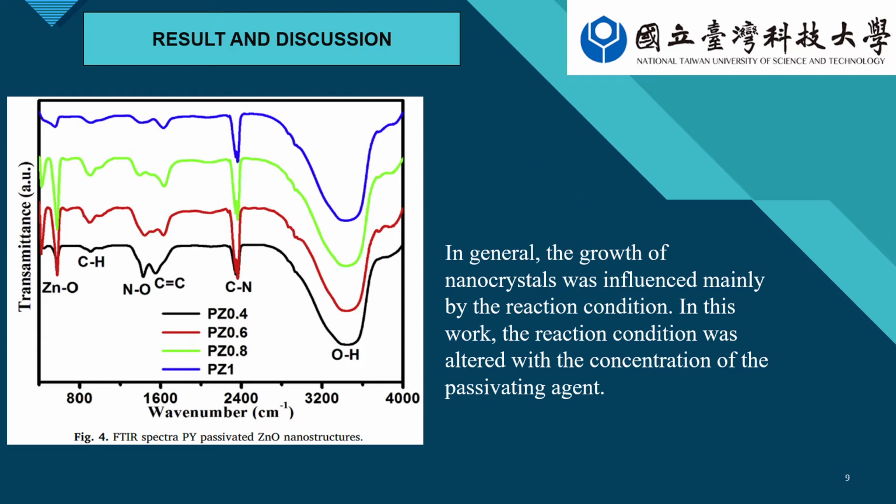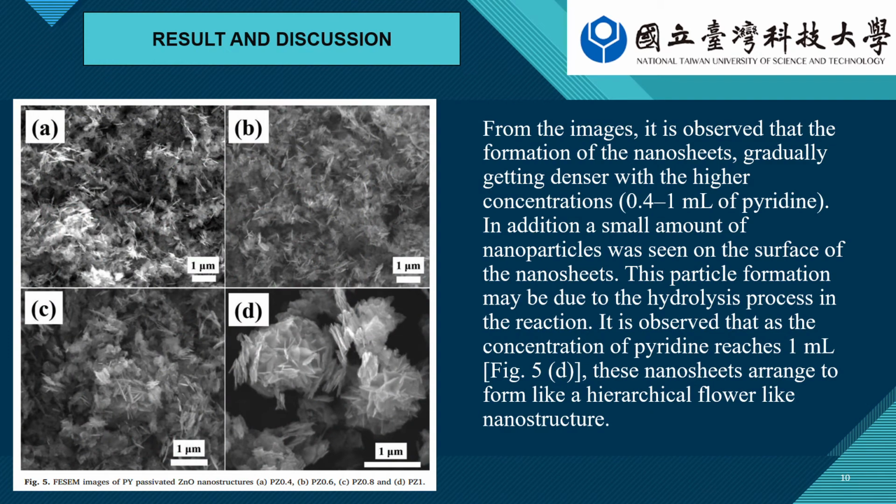In general, the growth of nanocrystals is influenced mainly by the reaction conditions. In this work, the reaction condition was altered with the concentration of the passivating agent. From the SEM images, it is observed that the formation of the nanosheets gradually gets denser with higher concentration, from 0.4 until 1 milliliter of pyridine. This particle formation may be due to the hydrolysis process in the reaction.